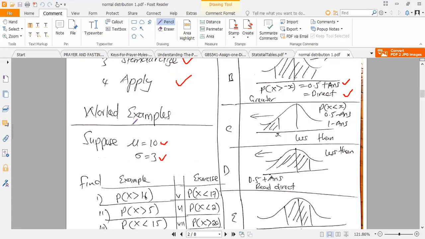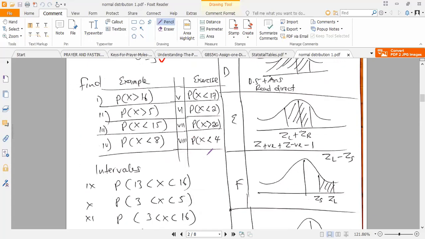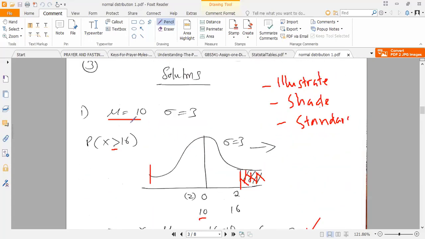So we have a question here. Suppose the mean is 10 and the standard deviation is 3. What is the probability that X is greater than 16? So what you need to do, we are told that our mean is 10. We usually put the mean in the middle here. And our standard deviation is 3. We put it here. So X is greater than 16, so we're going to put our 16 here.